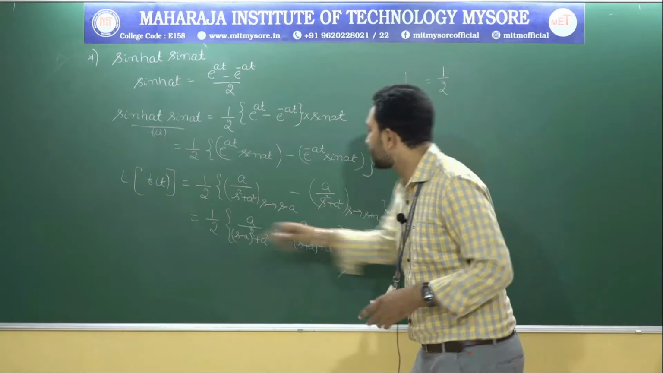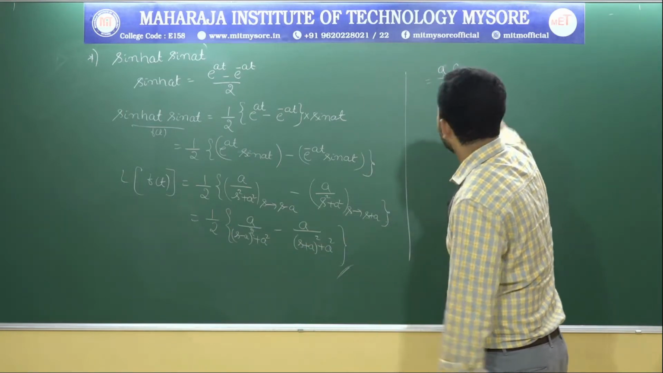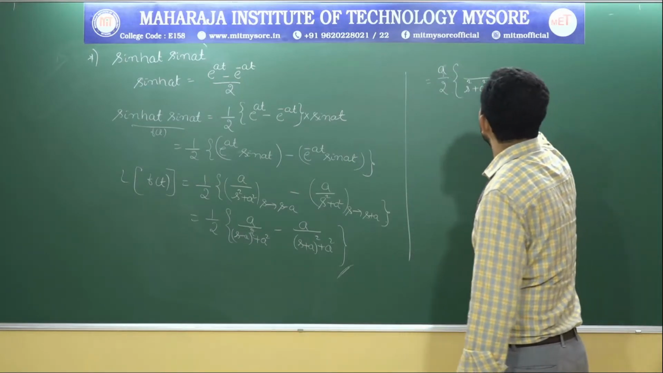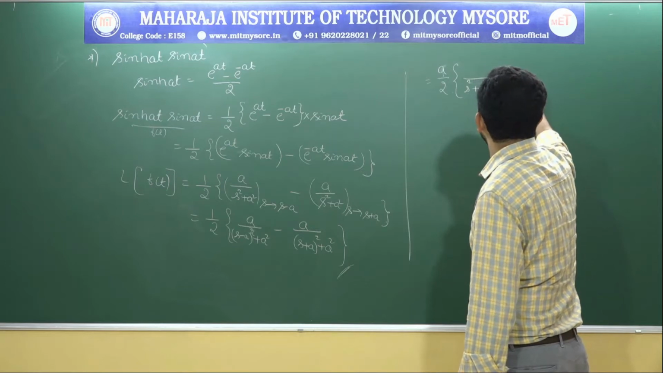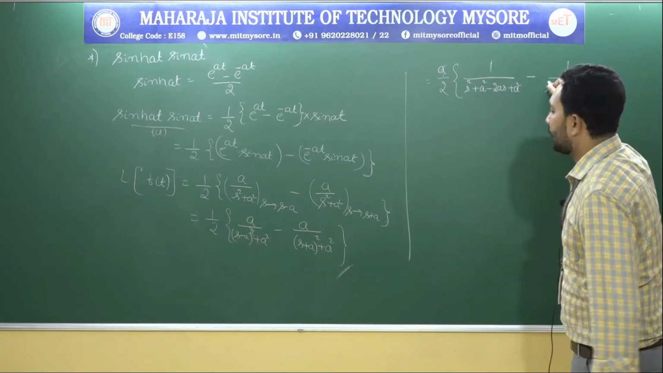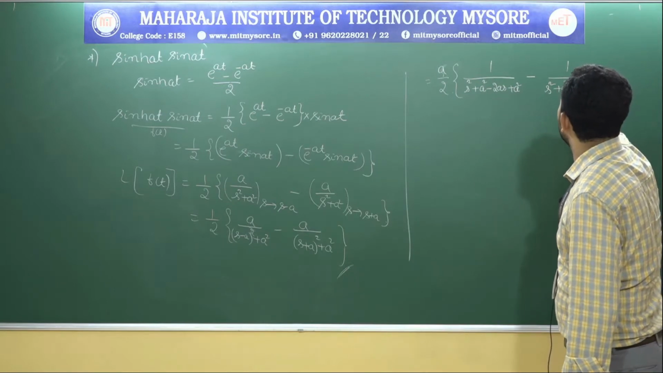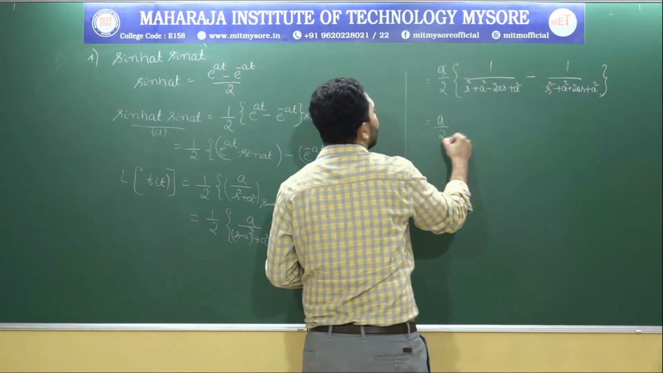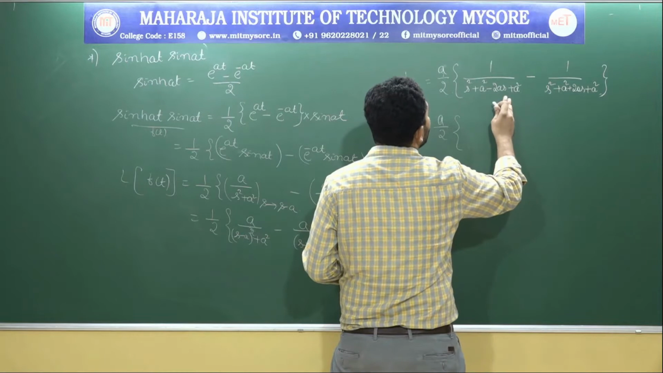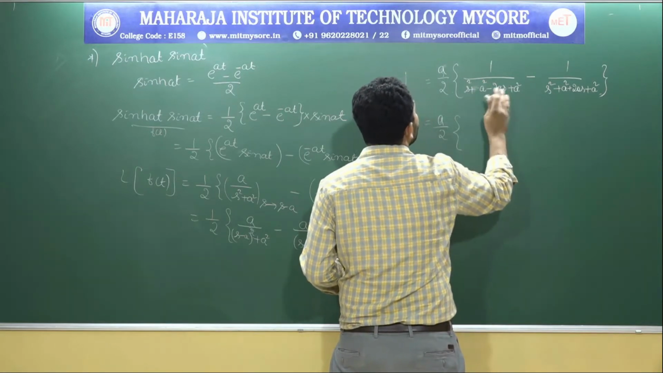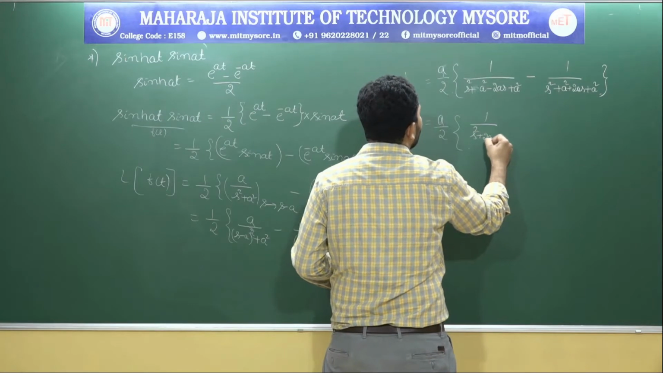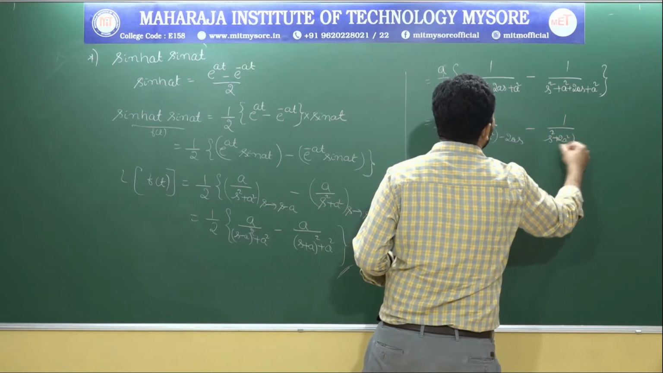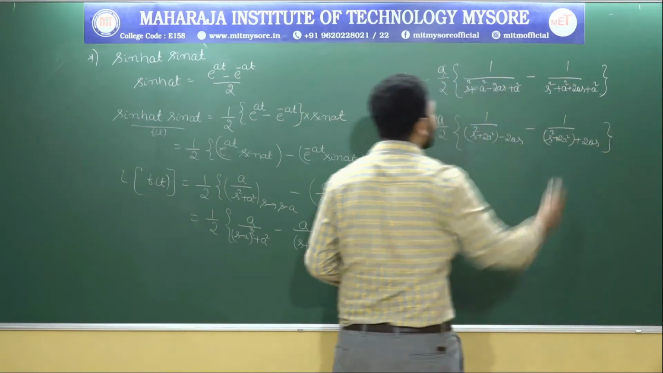So if I take a outside, a by 2 into, it is nothing but 1 over s square plus a square minus 2as, minus 1 over s square plus a square plus 2as. So I can write this as a by 2 into 1 over s square plus 2a square minus 2as minus 1 over s square plus 2a square plus 2as.